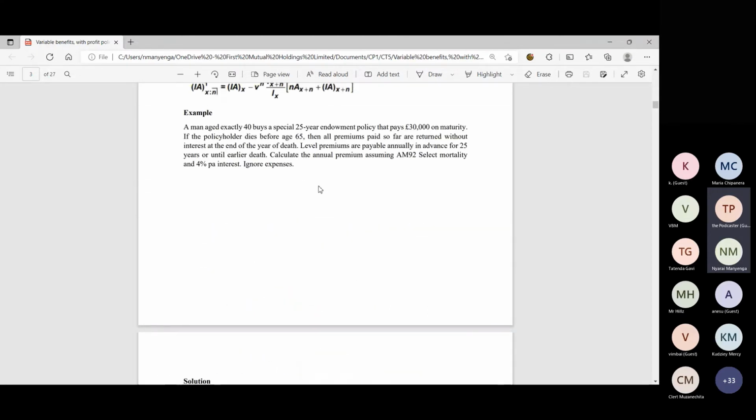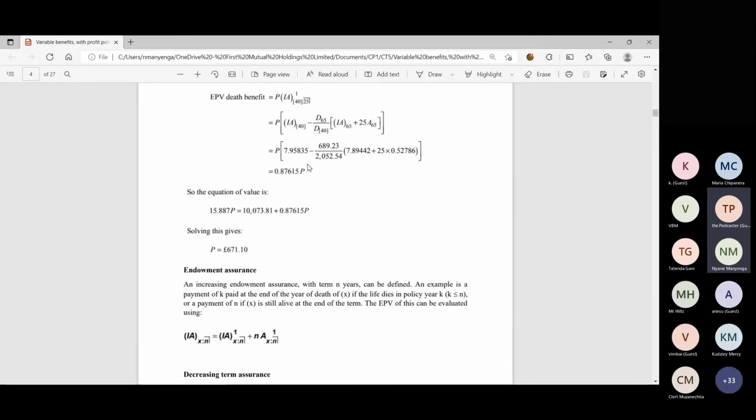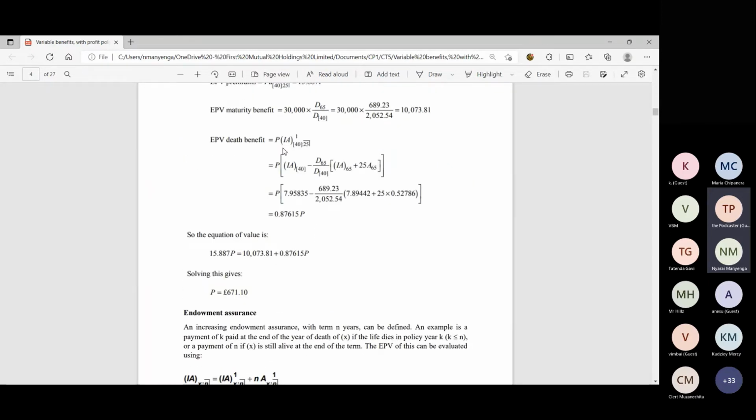So I think people might be asking why this assurance function will be used, because the question is saying that all premiums paid so far will be retained without interest at the end of the year of death. So you notice that this is an increasing function which pays a sum assured of 1 at time 1. At time 2, it pays a sum assured of 2. At time 3, a sum assured of 3, and so on. So this assurance function is appropriate because it is increasing.